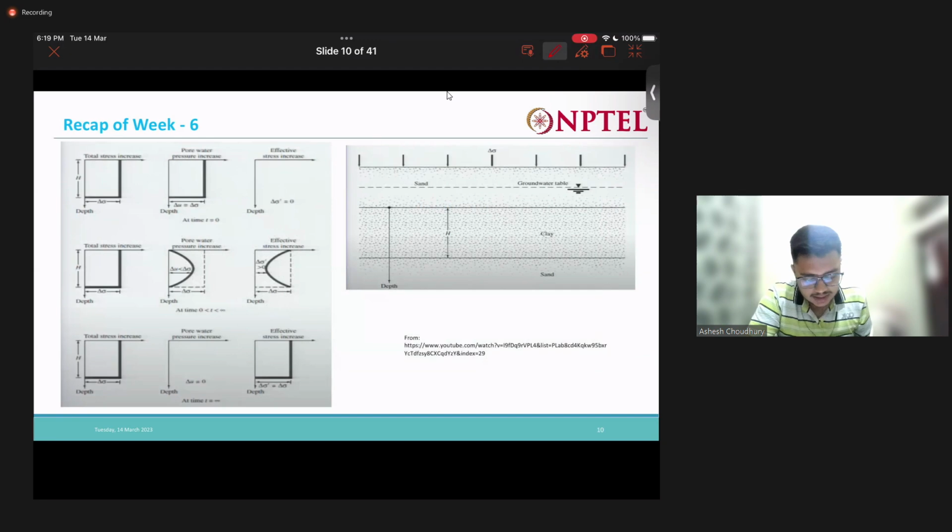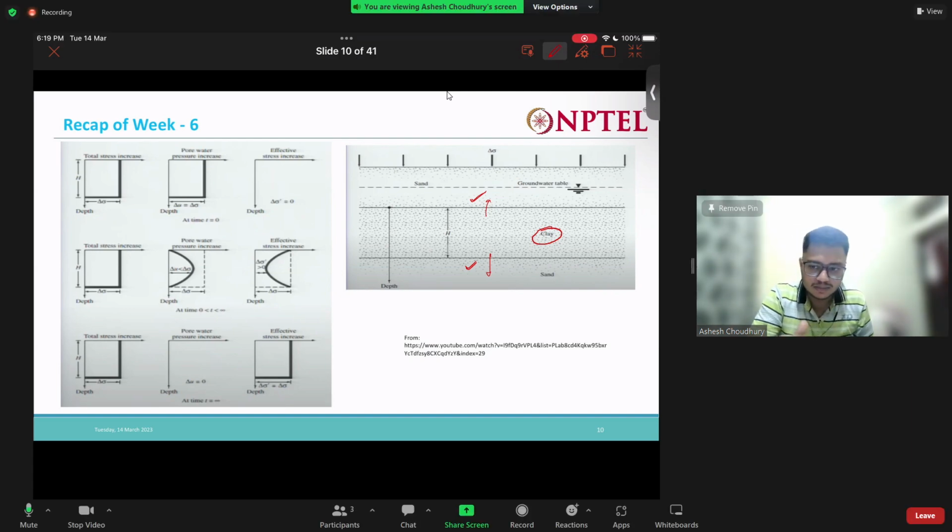Here we can see a clay layer, which is sandwiched between two sand layers. As there is sand at the top and sand at the bottom, we are allowing drainage in both directions, both at the top and at the bottom.